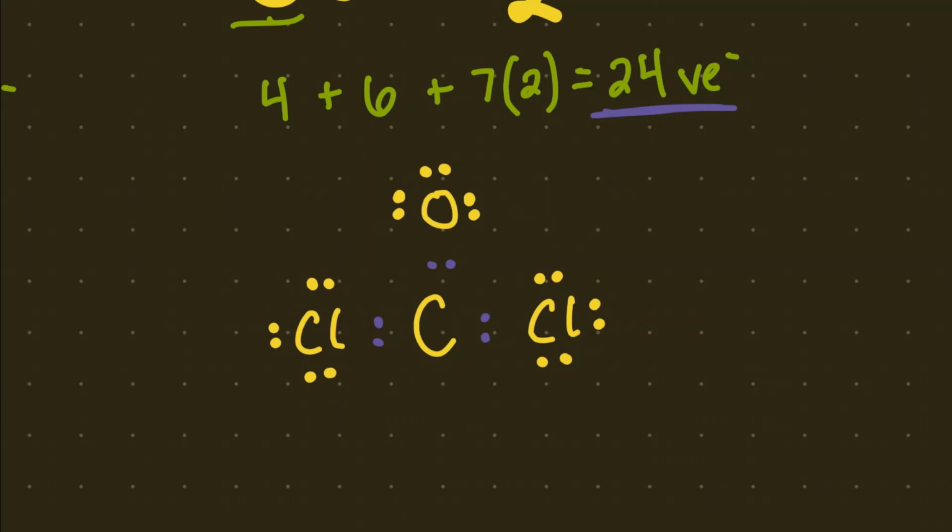But not everyone has an octet. This carbon does not have an octet yet. So pretty simple. We need to take one of these electron pairs from oxygen and move them down here, make that into a double bond, and now carbon has his octet. Everyone's happy.